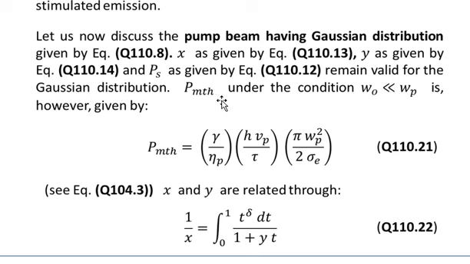However, P_m threshold, that is the minimum threshold power from the pump under the condition that W naught is much less than W_P, is given by this relationship. That is, the minimum threshold power from the pump is equal to gamma over eta_P, multiplied by h nu_P over tau, multiplied by pi omega_P squared over 2 sigma_E.